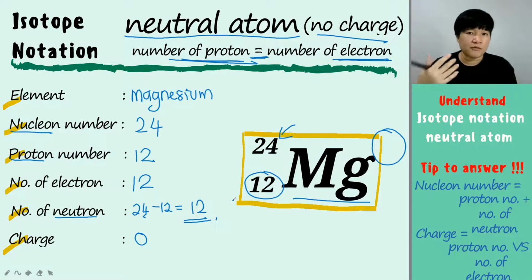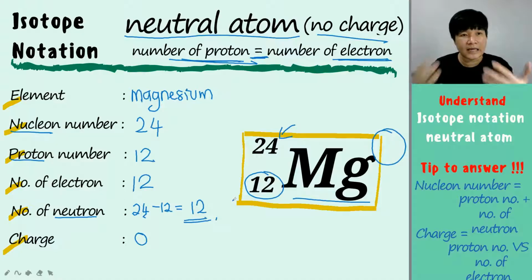So there are two types of question we discussed over here. The first one is you need to write the isotope notation. The second is you need to understand and be able to extract information from the isotope notation.